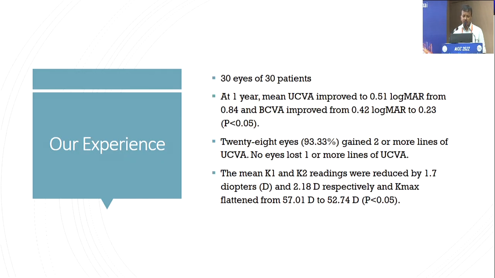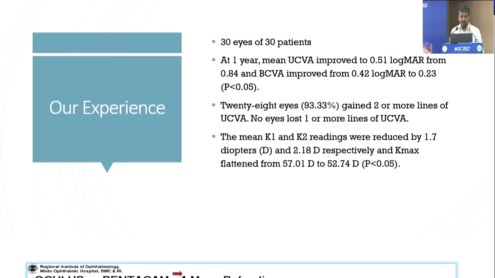With this ablation, we have experience of about 30 eyes with follow-up of almost 2 years. At 1 year, mean uncorrected visual acuity improved from 0.5 to 0.4, and BCVA improved from 0.42 to 0.23, and 28 eyes gained 2 or more lines of uncorrected visual acuity post-procedure by 6 months. The mean keratometry was reduced by almost 1.7 and 2.18 diopters respectively, and Kmax up to 4 to 5 diopters has been flattened.